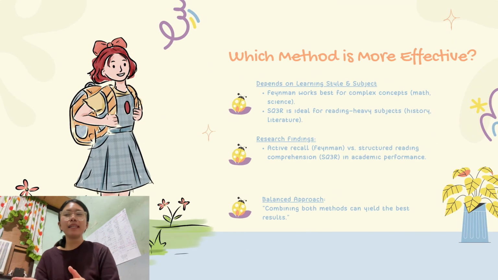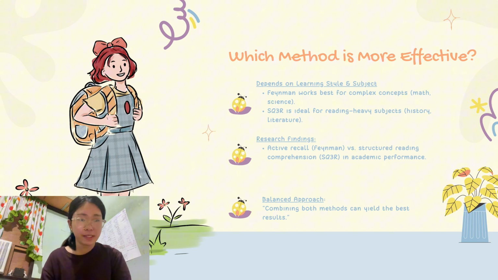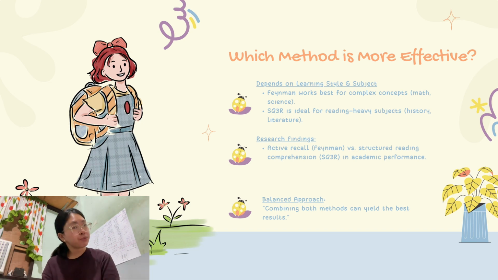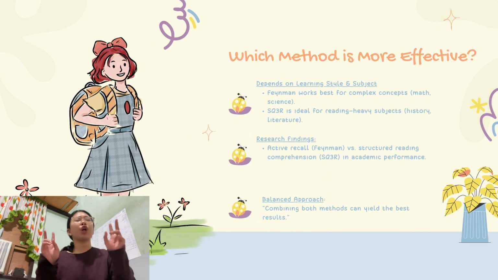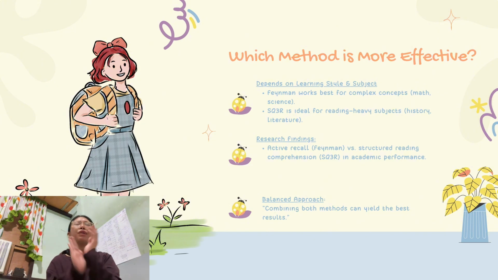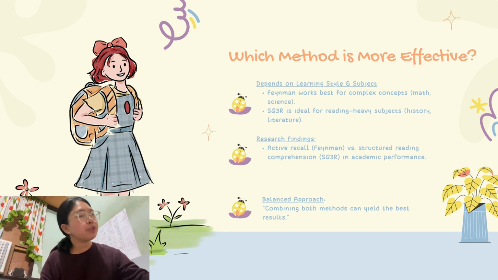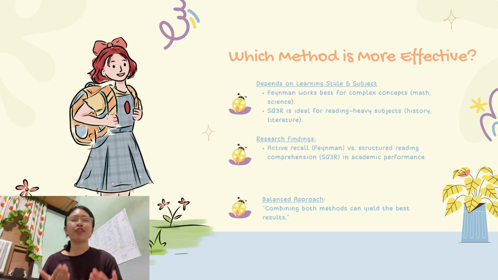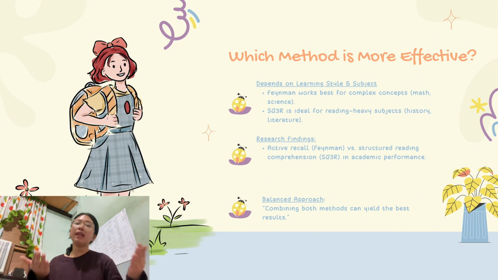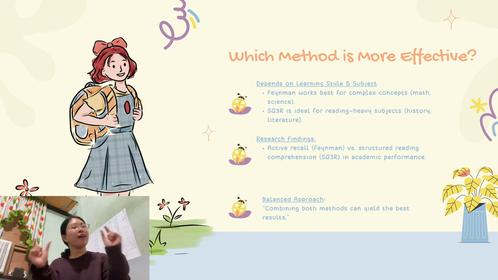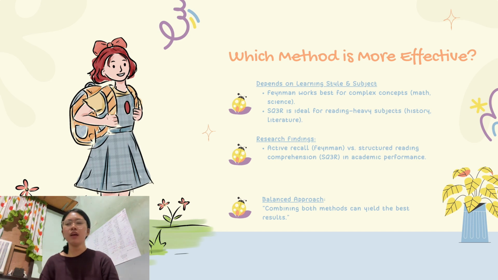In summary, the Feynman technique is best for breaking down complex concepts, making it useful for math and science subjects, the ones that one would think are hard. Now we break them down into simpler topics, into key points that one would easily understand. SQ3R, on the other hand, is ideal for reading heavy subjects such as history and literature, which need key points and evidence for memorization. Research comparing active recall, Feynman, and structured reading, SQ3R, suggests that combining both can yield the best results.